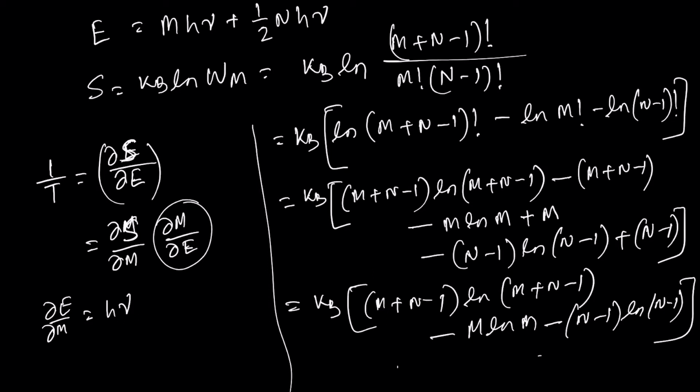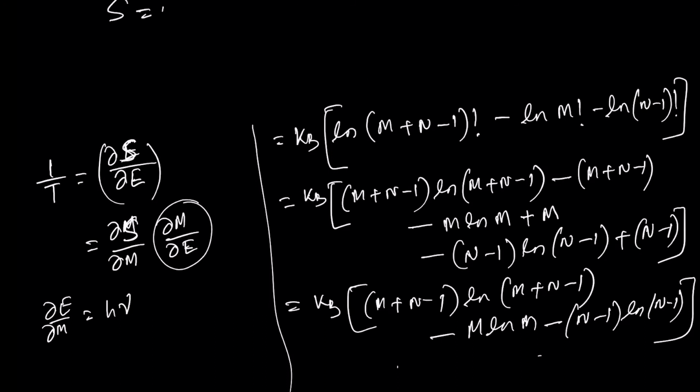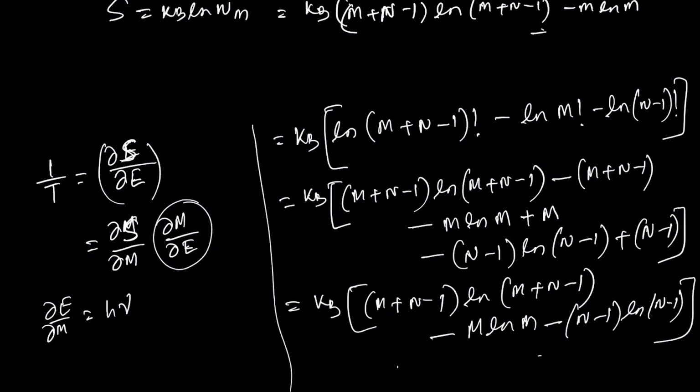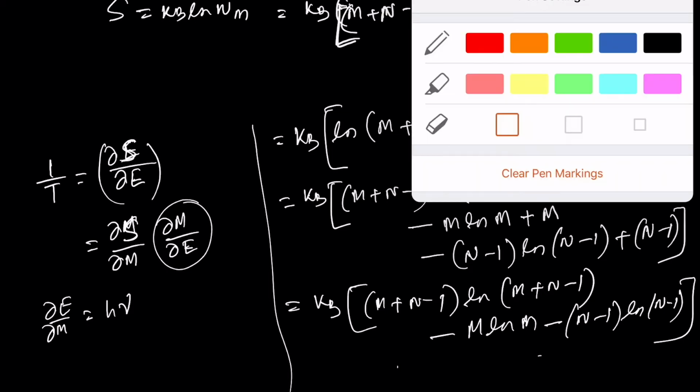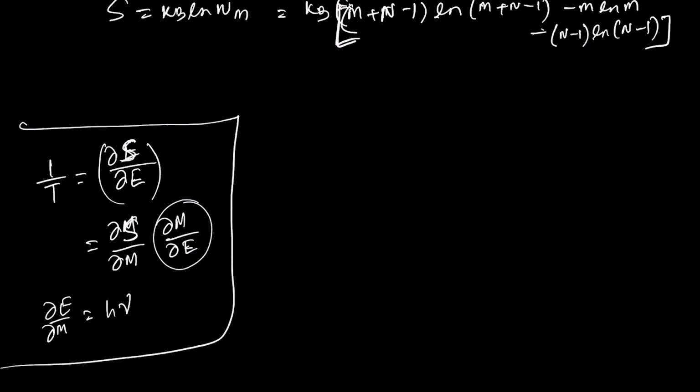For del S by del M, we need to get some more space. So let us do that. S is k_B ln W_M, which is k_B [(M plus N minus 1) ln (M plus N minus 1) minus M ln M minus (N minus 1) ln (N minus 1)]. I'll just remove these now and get some more space.